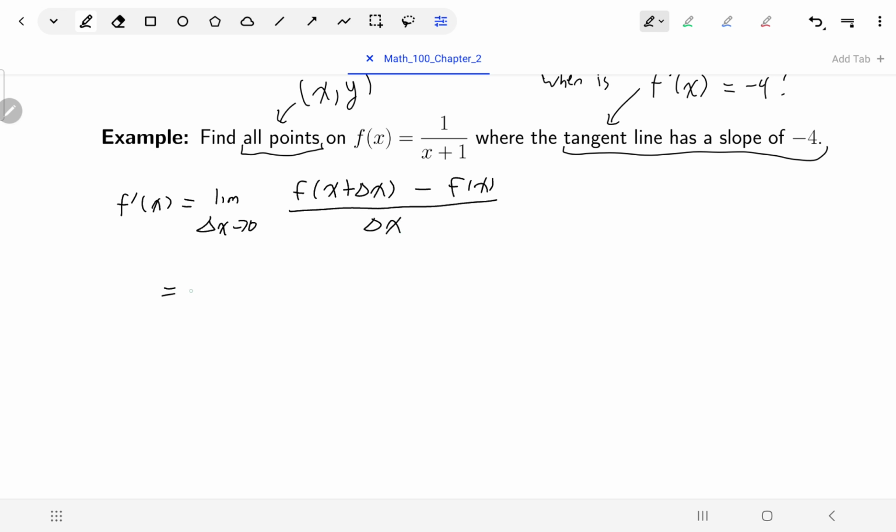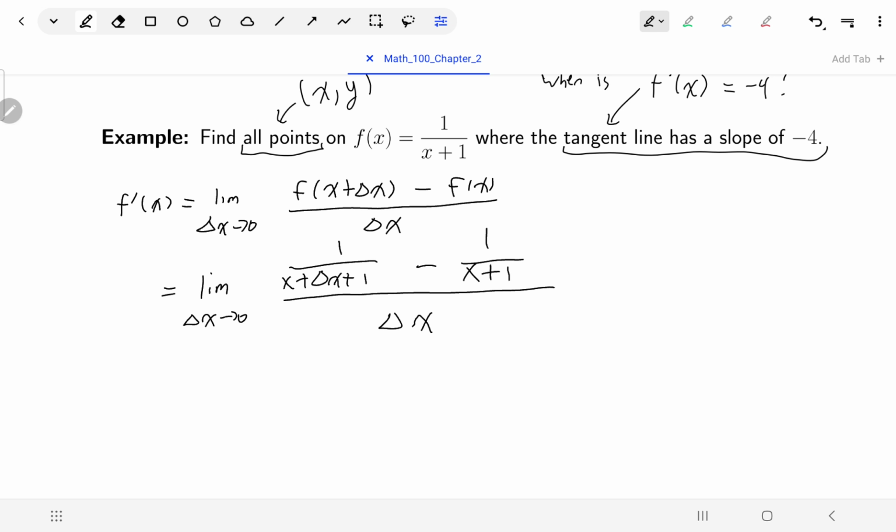Okay, so I'm going to get myself going here, and I know that f of x is the function 1 over x plus 1. It's just a one-term function, so I don't really need to put brackets around it. I only have one thing being subtracted. If I'm looking at f of x plus delta x, that's replacing the x with x plus delta x. So I'd have x plus delta x plus 1 in my denominator.